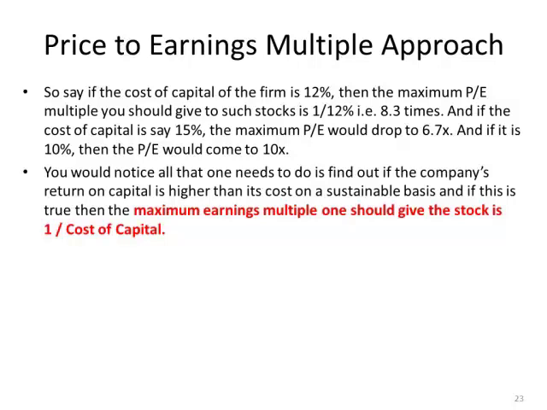So the way we would do this, we would find out if the company's return on capital is higher than its cost of capital on a sustainable basis. And then the maximum earnings multiple we should give the stock is 1 divided by the cost of capital.